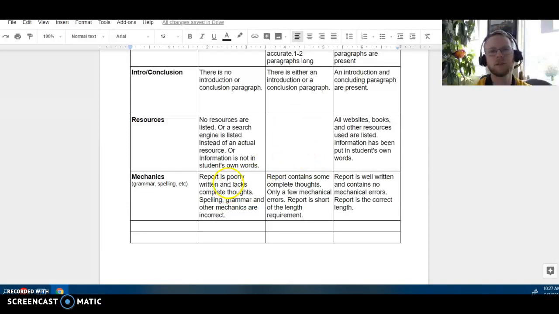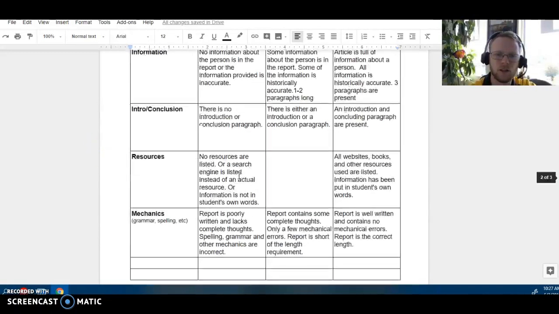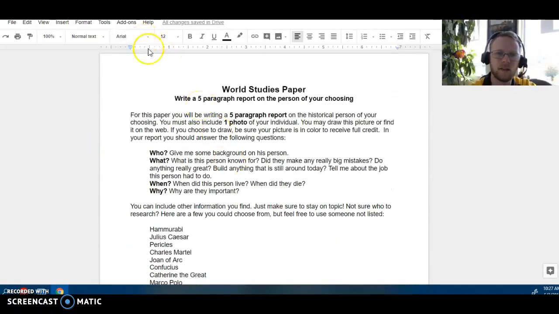Mechanics. Make sure you proofread. Do your spell checking. Generally, I'll let 1 error slide, and then after that, you start to lose points. So if you forget to punctuate something, with one mistake, you can still get a perfect score. After that, I start to dock points. So that's how that's going to go. There's your rubric. Everything you really need to know about this paper is right here.